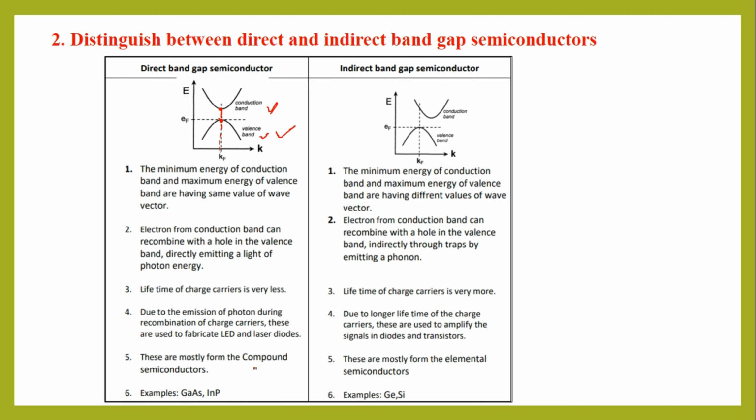Direct band gap materials are compound semiconductors, meaning gallium arsenide and indium phosphide. These are used in the manufacturing of LEDs and other semiconducting devices, whereas indirect band gap semiconductors are pure germanium and silicon, which are mostly used for solar cells. In direct band gap materials the lifetime of charge carriers is very less, and in indirect band gap materials the lifetime of charge carriers is very more.